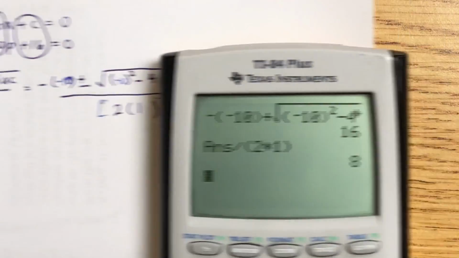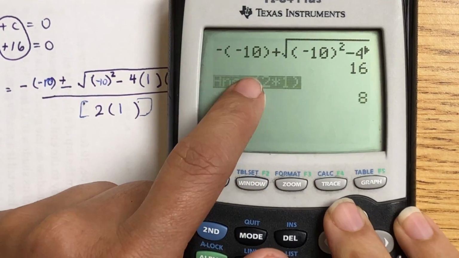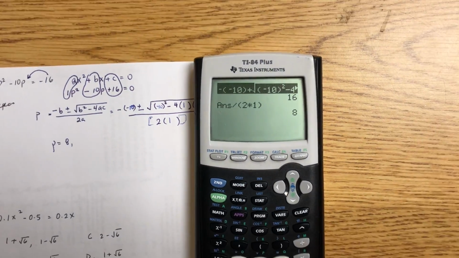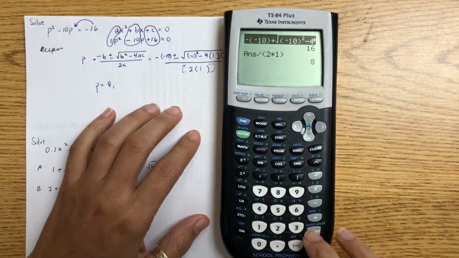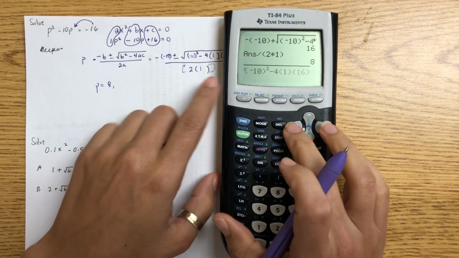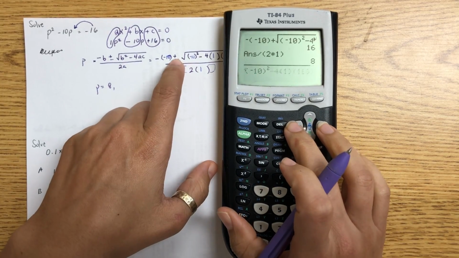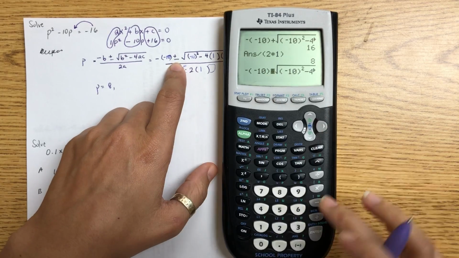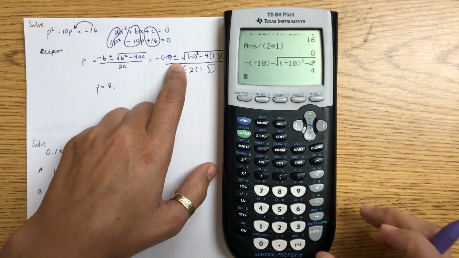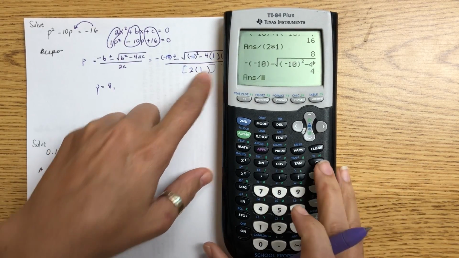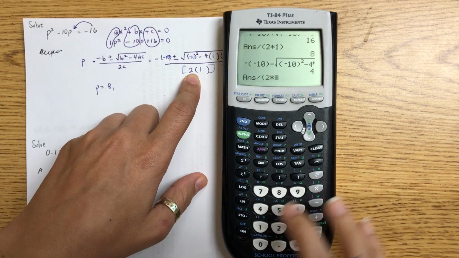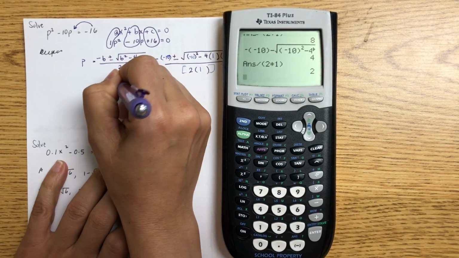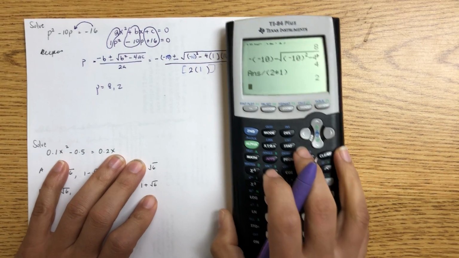And then the second one is the same thing. So you're going to go up, using the up arrows, to there. Then press enter. So it'll copy it. And then you're going to go all the way outside the square root and change that plus to a minus. Press enter. Then that's the whole top, right? So you have to divide it by the bottom in parentheses, which is 2 times 1. So your second answer is 2. So p is 8 or 2.